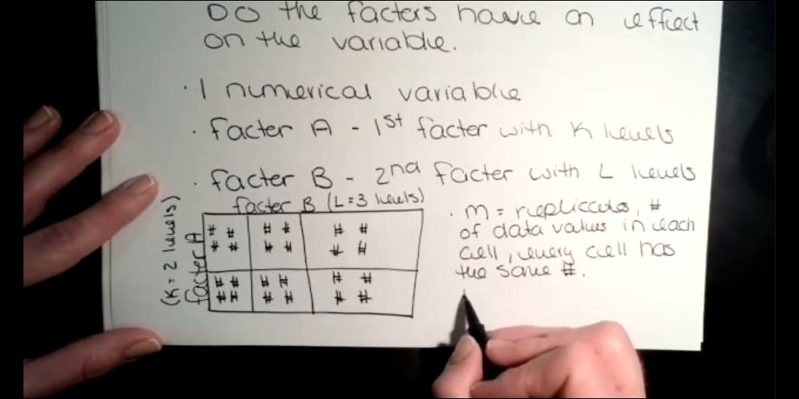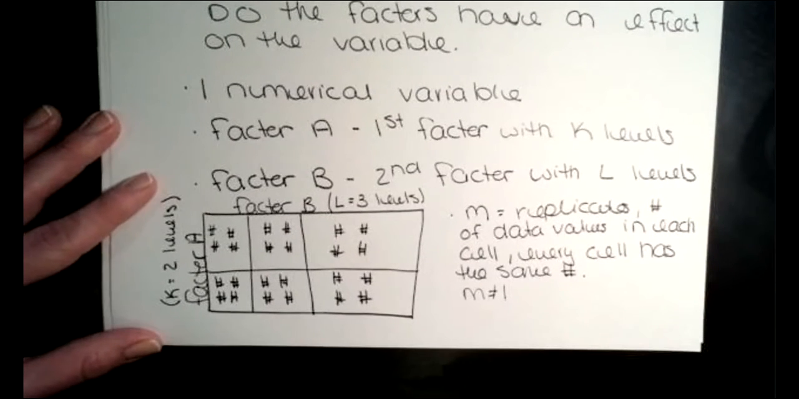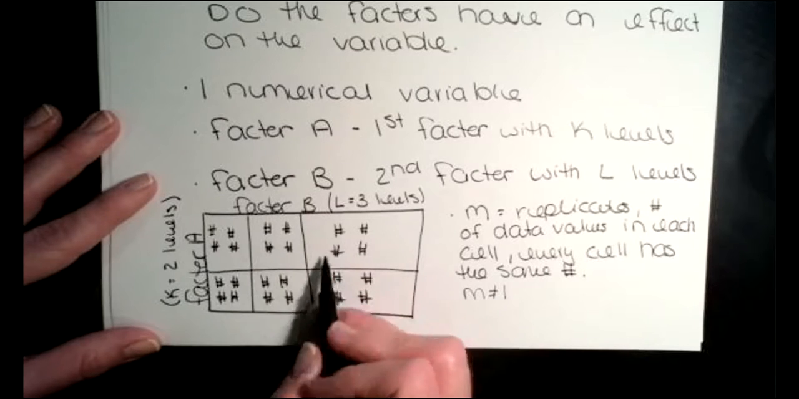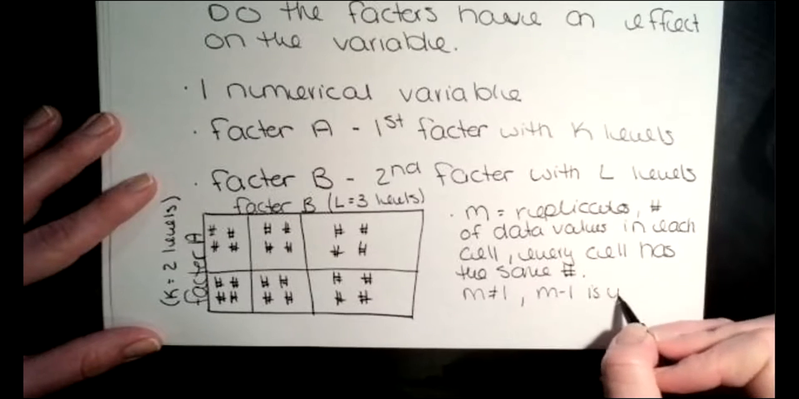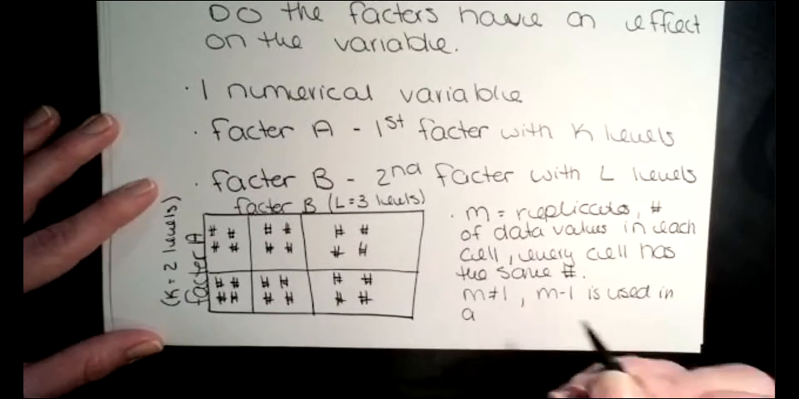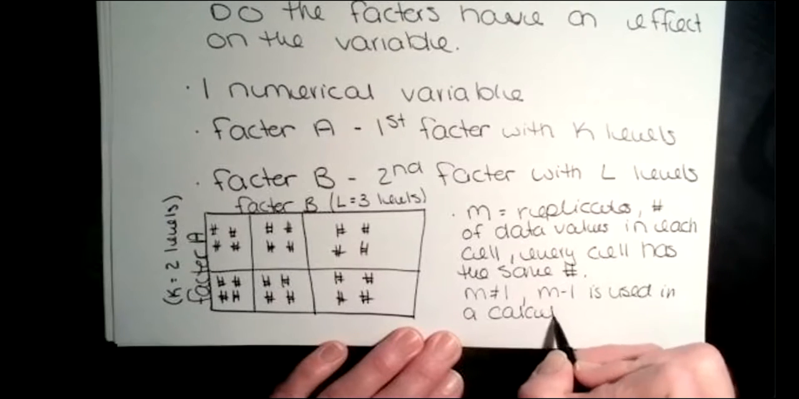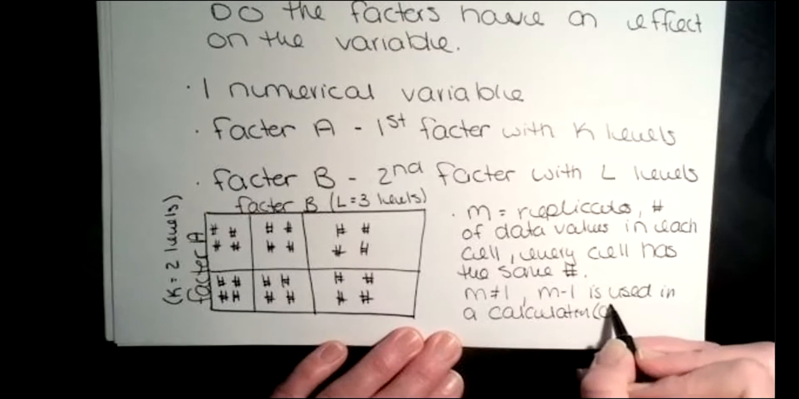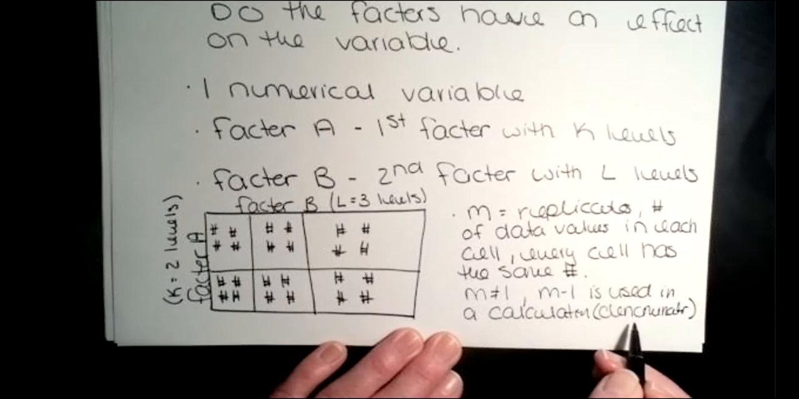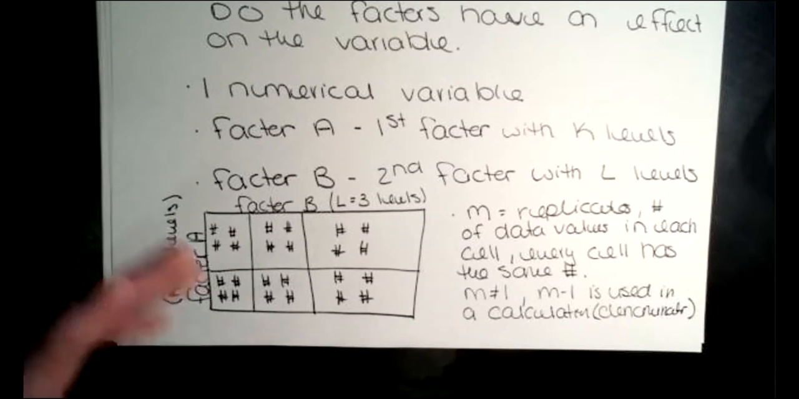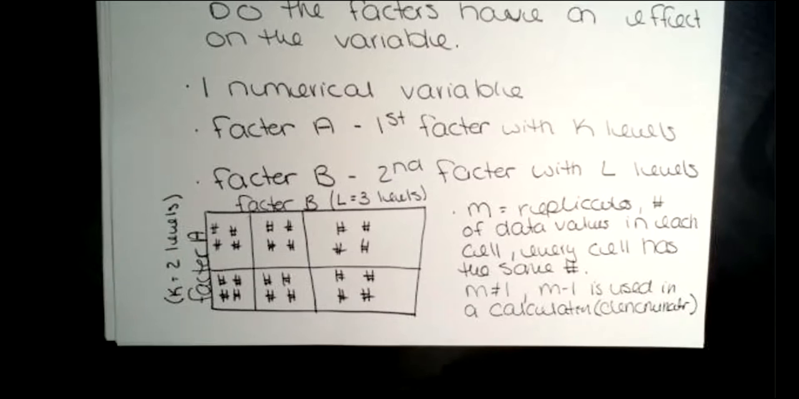I want you to know M cannot equal one. So I need to have more than one. And really, it's not just about having one observation in each box. It's more about that M minus one is used in a calculation. In that calculation, it's in the denominator. So I can't have zero in the denominator of this calculation. So I can't have M just equal to one. So it has to be greater than one. So I just like to throw that in there. It's not something we usually check. I'm just letting you know that's something there.